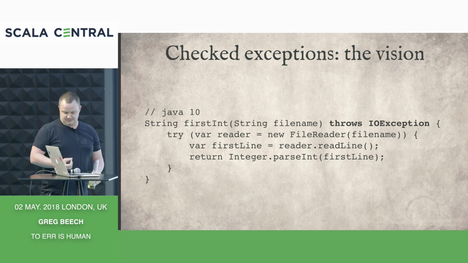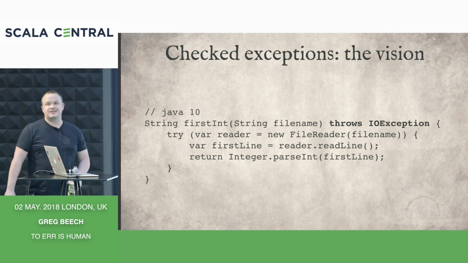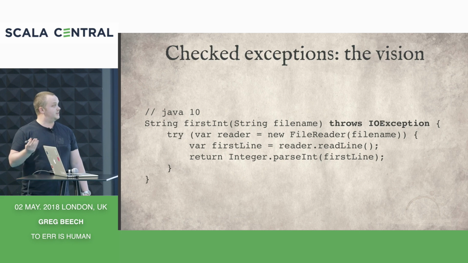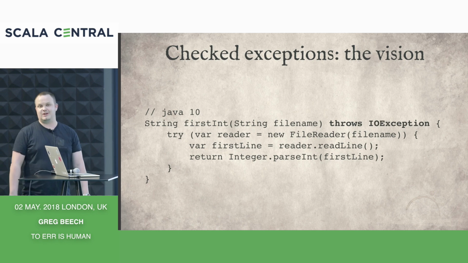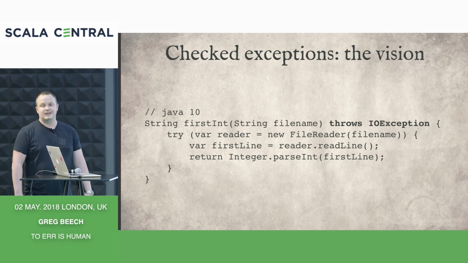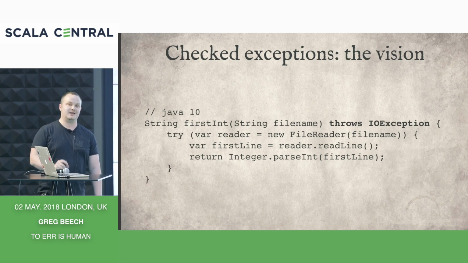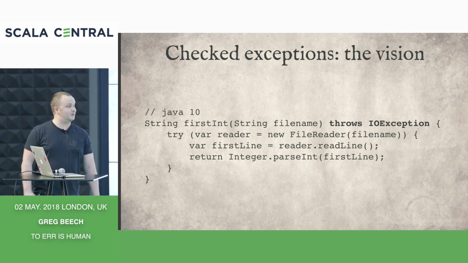Checked exceptions kind of came along with the idea that it should be able to show you what a function throws. So not only what it does under normal conditions, but what it's going to do under exceptional conditions. So something like this, a simple function to open a file and read the first integer out of it, throws IO exception, which is great, because in the calling function we now know exactly what we need to handle and exactly what this function can do.